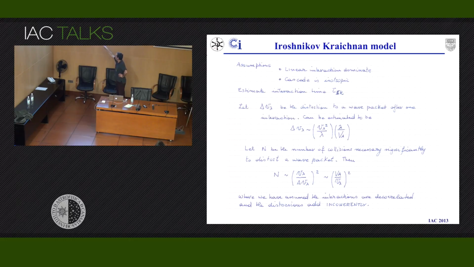Let's say you need n of them. And you say, how big does n have to be so that the distortion is of order 1? And then you say, well, it depends, because if you're adding these things coherently, then they just add. Or incoherently, then they add as a random walk, as the square. And they said, well, it's an incoherent adding. And so if you say that n is what you need to achieve a substantial distortion of a wave packet in incoherent interactions, then that's the number you need. VA over lambda thingy. All right?